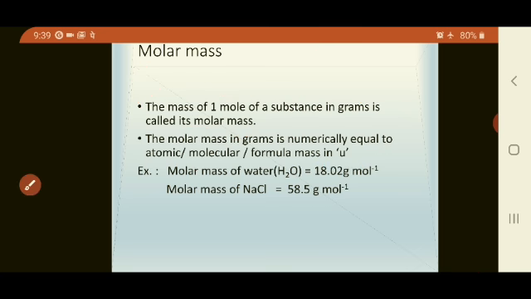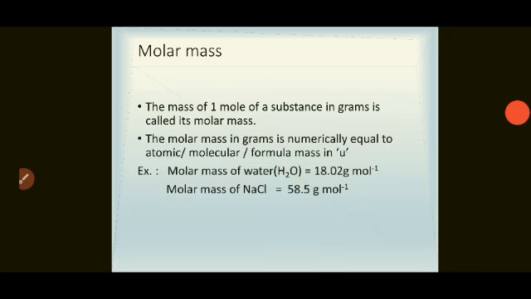For example, the molar mass of water. When we take 1 mole of water, what is its mass in grams? It is 18.02 gram per mole. Per mole means for 1 mole. Then the molar mass of NaCl, the mass of 1 mole of NaCl, is nothing but its formula mass. It is 58.5 gram.